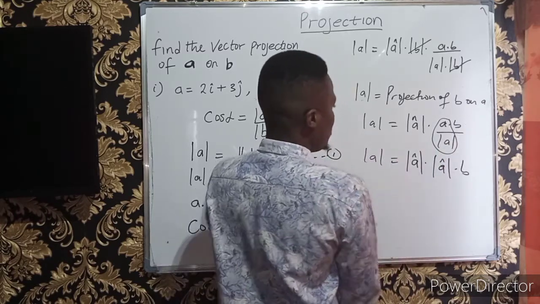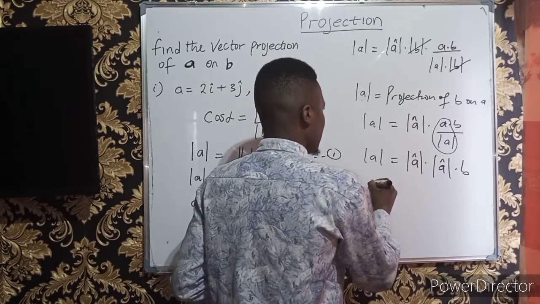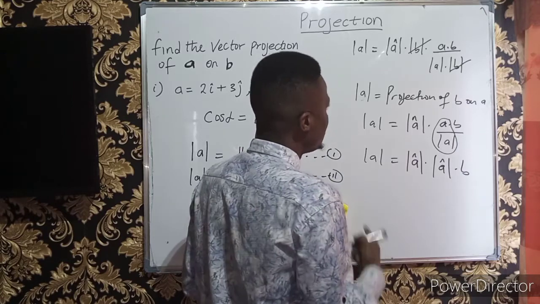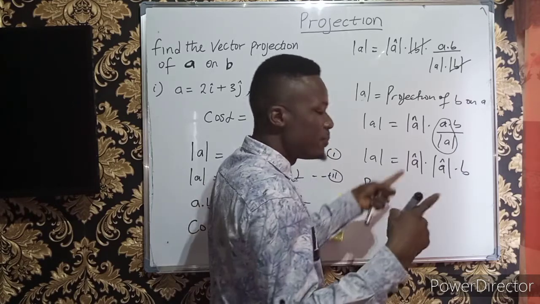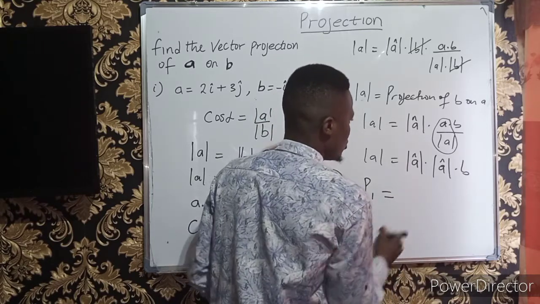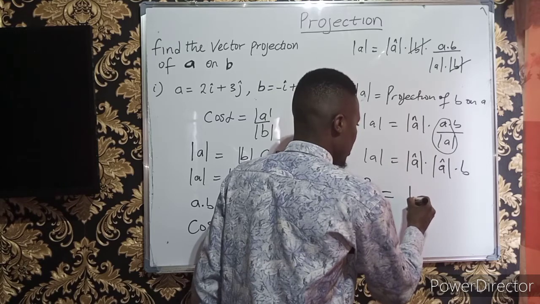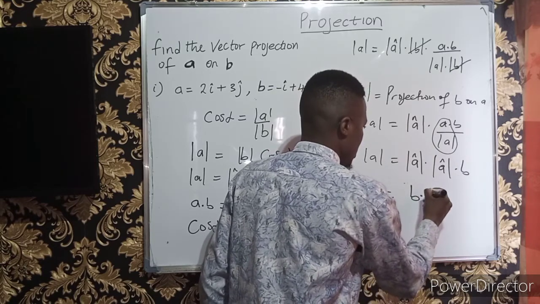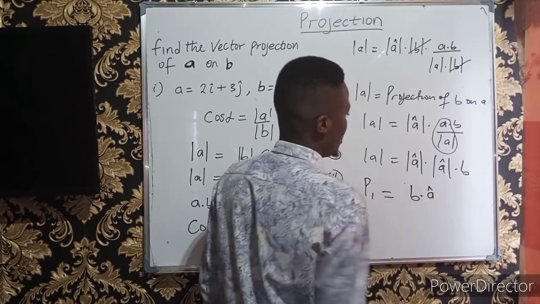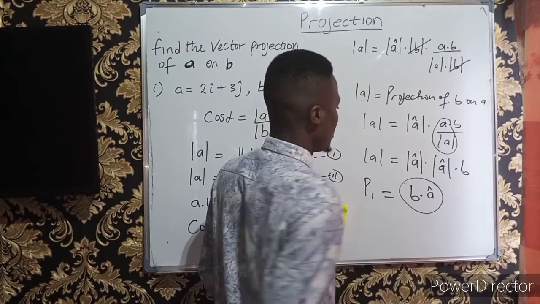Okay, now unit vector times unit vector is still a unit vector, so we can just write that the projection of b on a, let p1 be the projection of b on a, will now be equal to b dot unit vector of a, as simple as that. So b dot unit vector of a, this will give you the answer.